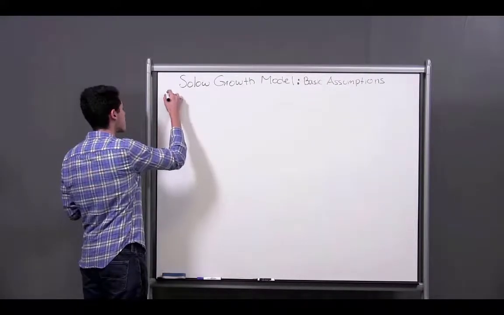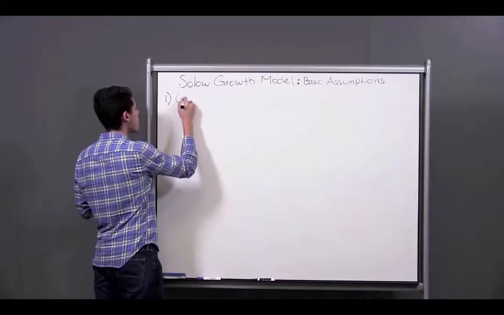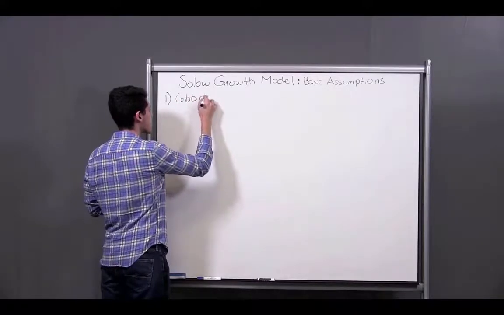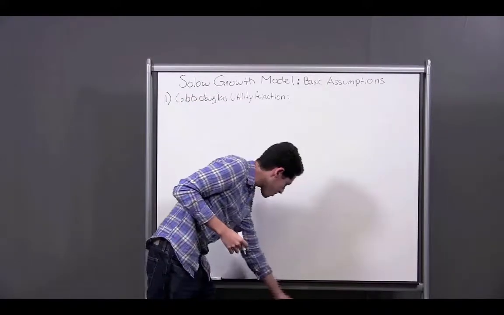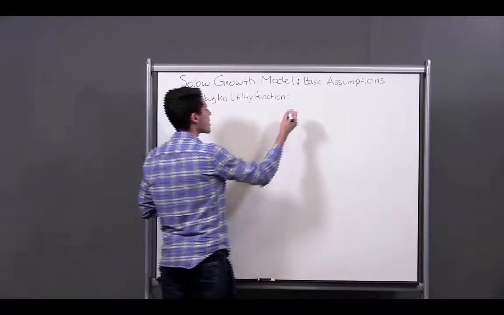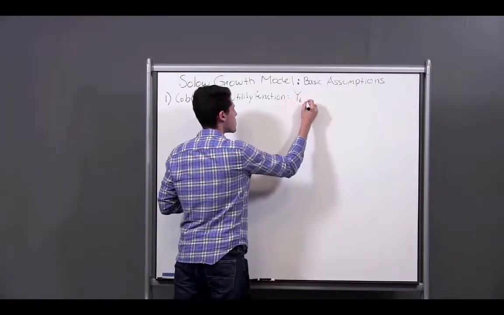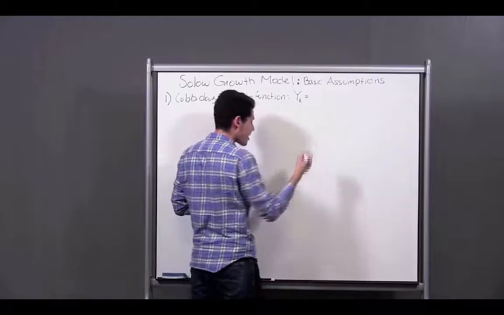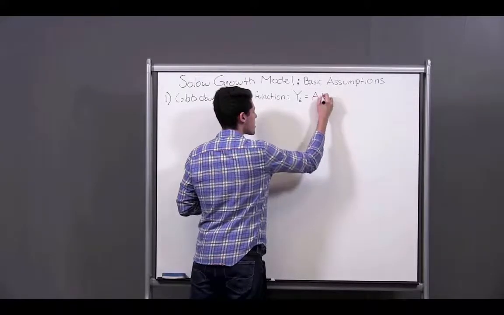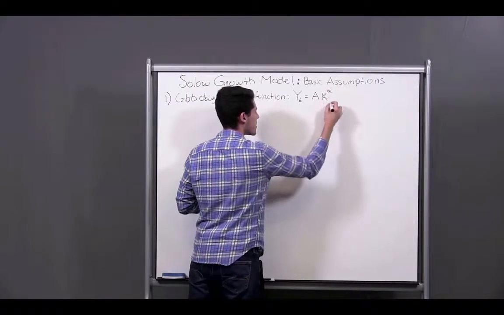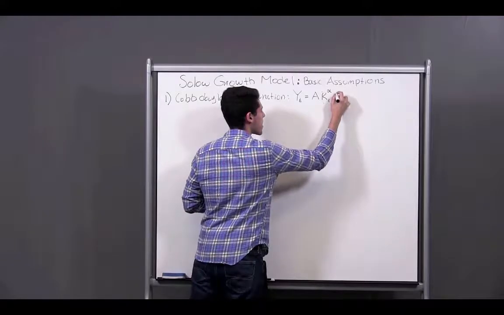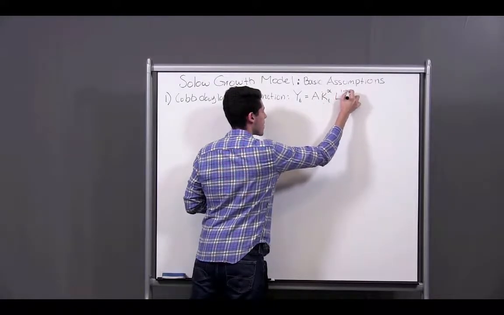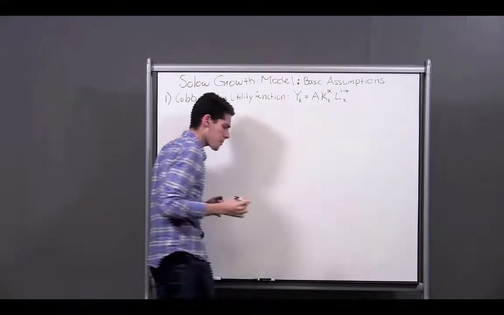The first assumption is that we have a Cobb-Douglas production function. And it's going to be an aggregate production function that's going to look something like output in the current time period is going to equal technology times capital to the alpha in the current time period times labor to the 1 minus alpha in the current time period.